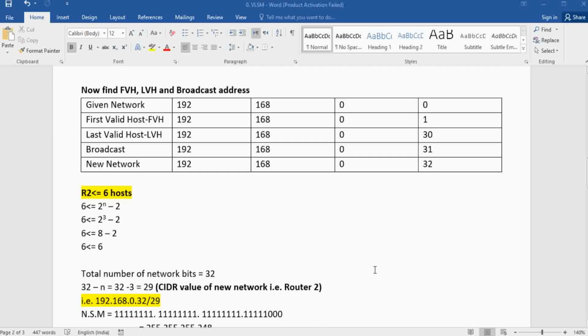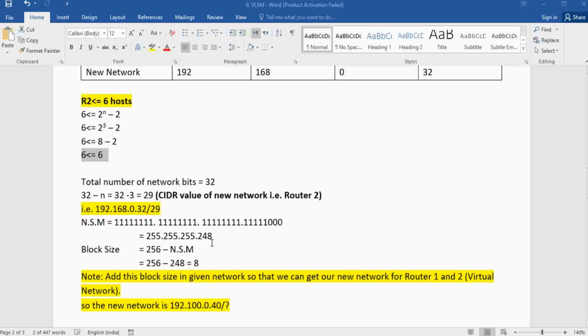Now move to router 2. As per the client requirement he or she wants 6 hosts on router 2. So R2 is smaller than or equal to 6. 6 is smaller than or equal to 2 raised to n minus 2. The n value will be 3 because 2 power 3 is 8, then minus 2 will be 6, which is equal to 6. 6 is smaller than or equal to 2 power 3 minus 2. 6 is smaller than or equal to 8 minus 2. 6 is smaller than or equal to 6.